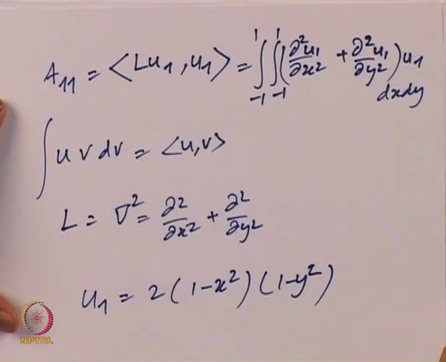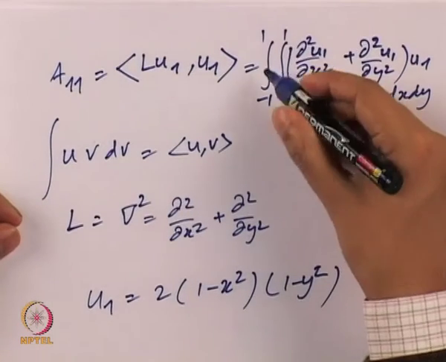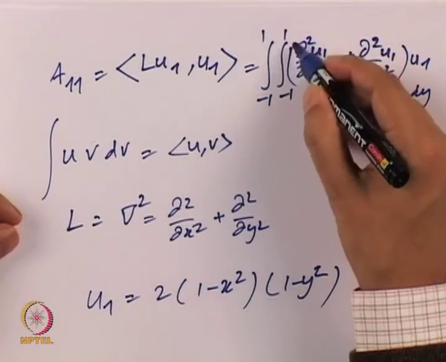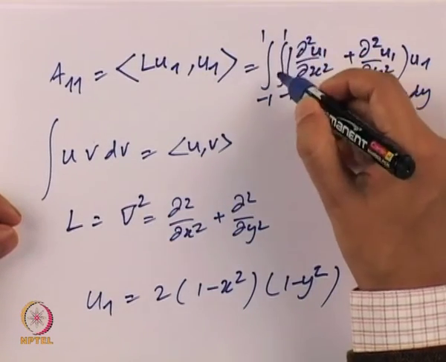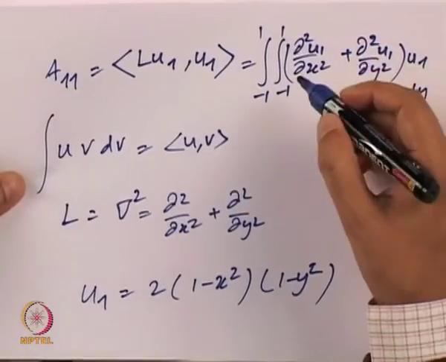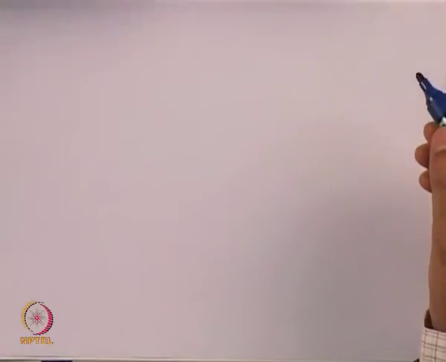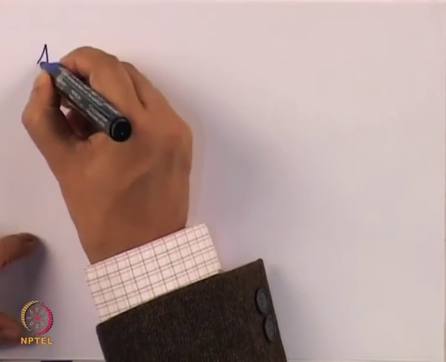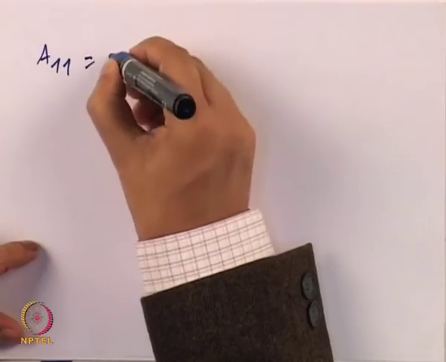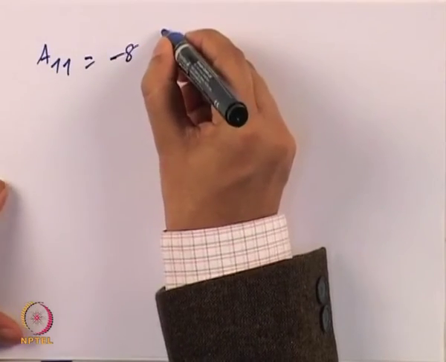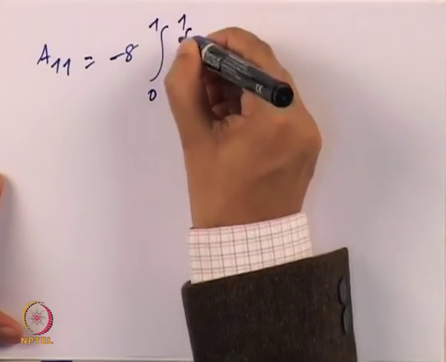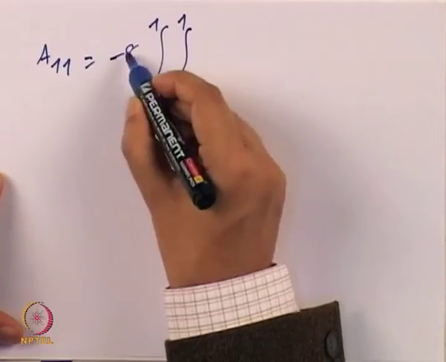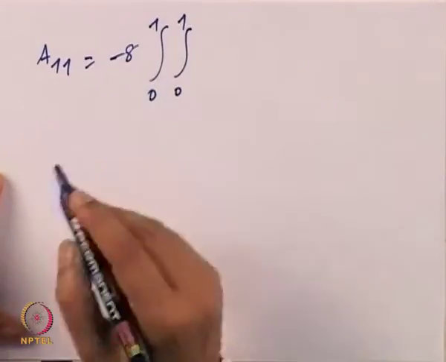There is some level of symmetry in the problem, and the symmetry is very clear, that it goes from minus 1 to 1, minus 1 to 1 on both sides. So I can take 0 to 1, 0 to 1 and multiply it by 2 twice. So that is what I am going to do here. I am going to write it in a simplified form. A11 is equal to minus 8 integral 0 to 1, integral 0 to 1. I have taken half of the integral and I am going to multiply it with 2, and I am going to do that also for x and y.